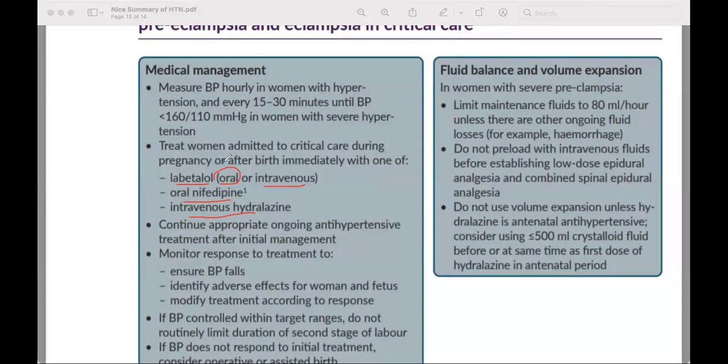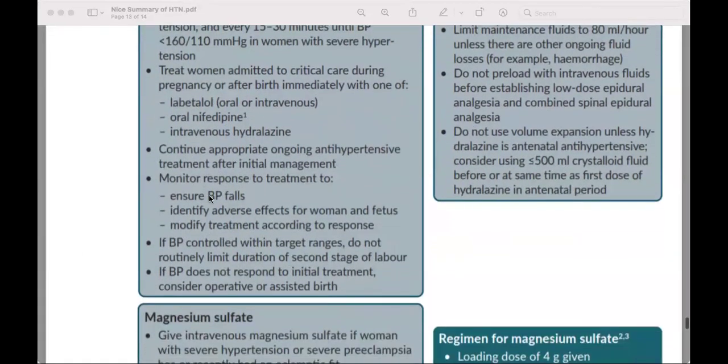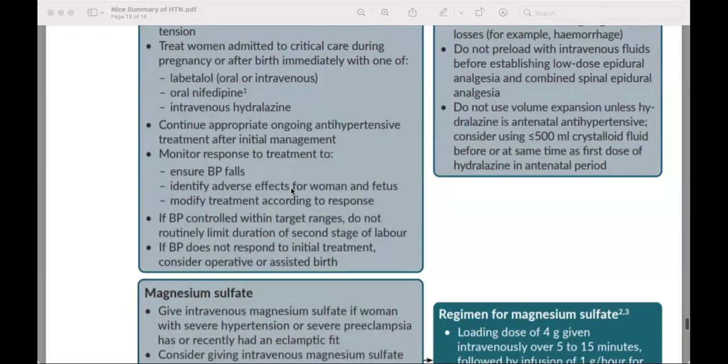Okay, my friend. So this is how we go in the sequence, because we learned that we will do the first option as per the guideline first, right? Okay. So continue appropriate ongoing antihypertensive treatment after initial management, right? Monitor response to the treatment and ensure that the blood pressure falls. Identify adverse effects for woman and fetus. Modify treatment according to response. If the blood pressure is controlled within the target range, don't routinely limit duration of the second stage of labor. And if the blood pressure does not respond to initial treatment, consider operative or assisted birth.